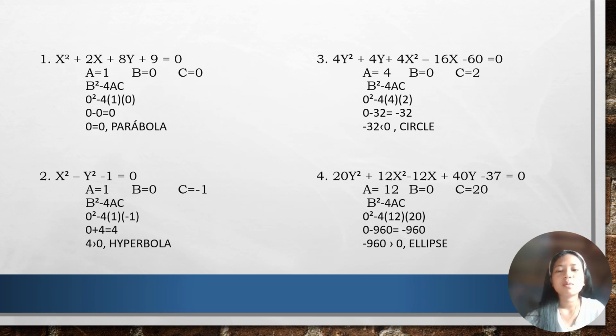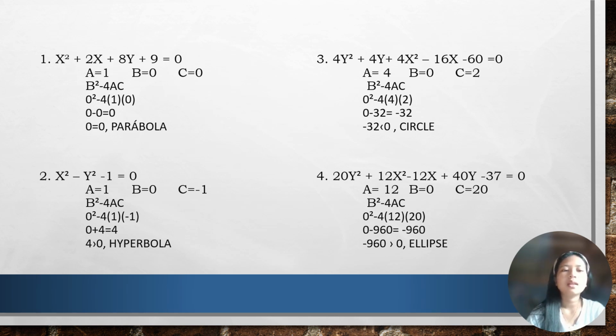We have a formula from the previous slide for getting the discriminant value, which is b squared minus 4ac. Substitute the values for a, b, and c. So 0 squared minus 4 times 1 times 0. 0 squared is equal to 0, minus 4 times 1, negative 4 times 0 is equal to 0. 0 minus 0 is equal to 0. It is parabola, right?